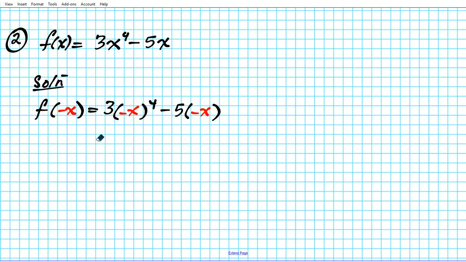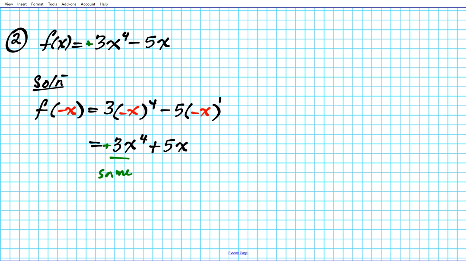Let's simplify. So we have negative x raised to an even power here, so the negativity goes away. We have 3x to the fourth. And then this power here is 1. Negative x raised to an odd power, the negativity stays, so minus times this minus here becomes a plus 5x. Okay, now let's compare what we have with the original. Now the 3x to the fourth is positive, right? The original is positive too, so that's the same sign.